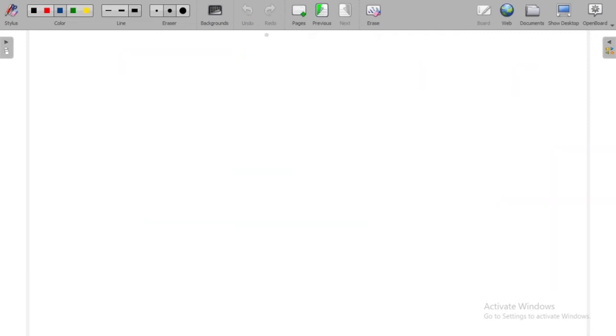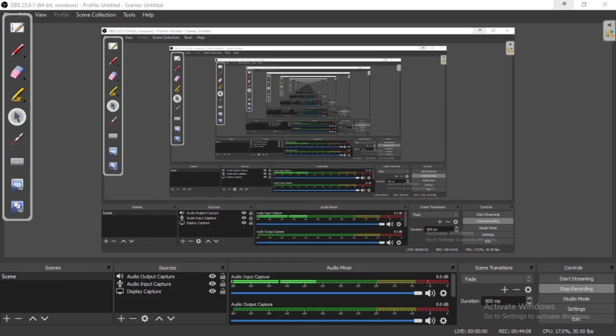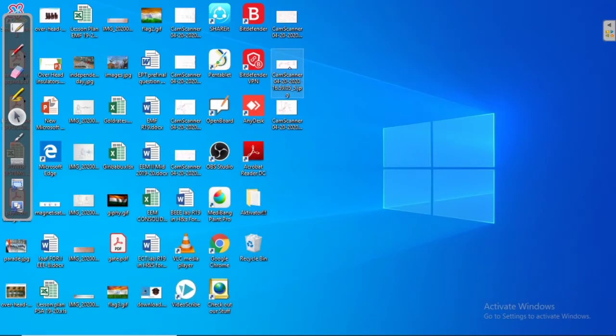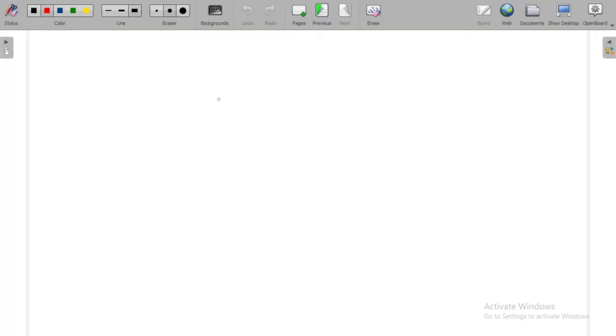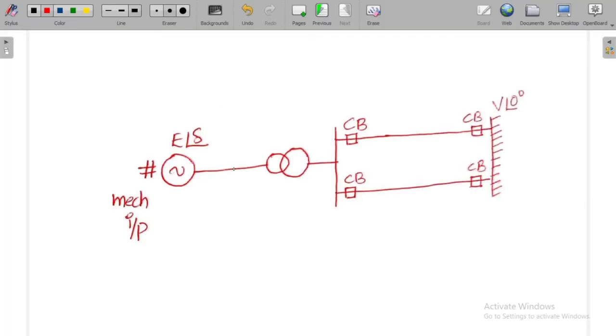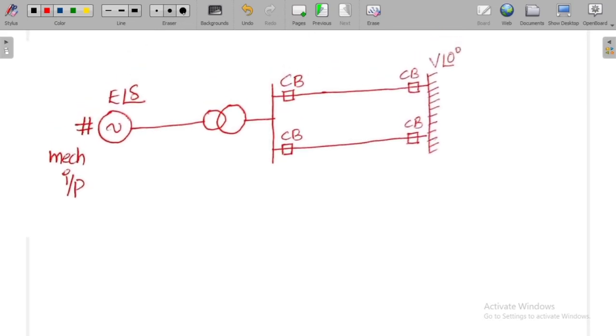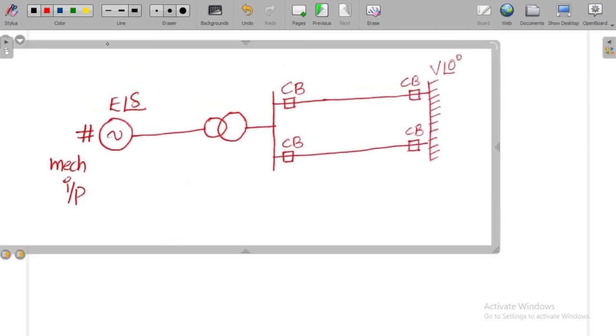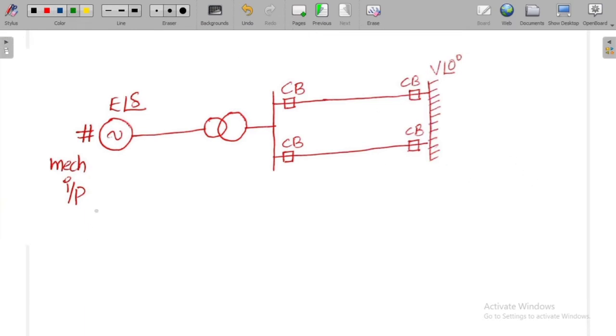Let me draw the typical configuration of a radial network. Let me take the help of a diagram. So this is the diagram, and this is the thing which you need to understand here. This is the mechanical input, this is the synchronous generator, and this is the transformer, and this is a double circuit configuration, right? And this is an infinite bus.